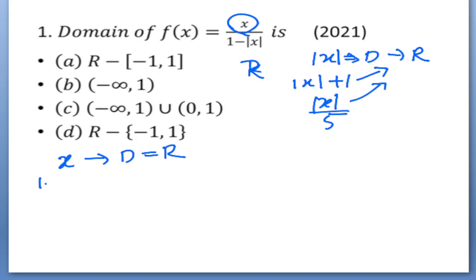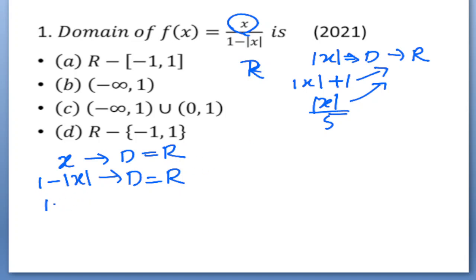So here we have in the numerator, friends, x, for this the domain is set of all real numbers. In the denominator we have 1 minus modulus of x. For modulus of x, the domain is set of all real numbers. So the domain of 1 minus modulus of x is also set of all real numbers. But for the given problem, this function is in the denominator. So we need to check for what values of x, 1 minus modulus of x is 0, because in the denominator if we get 0, the whole term becomes not defined. So let us verify that here.